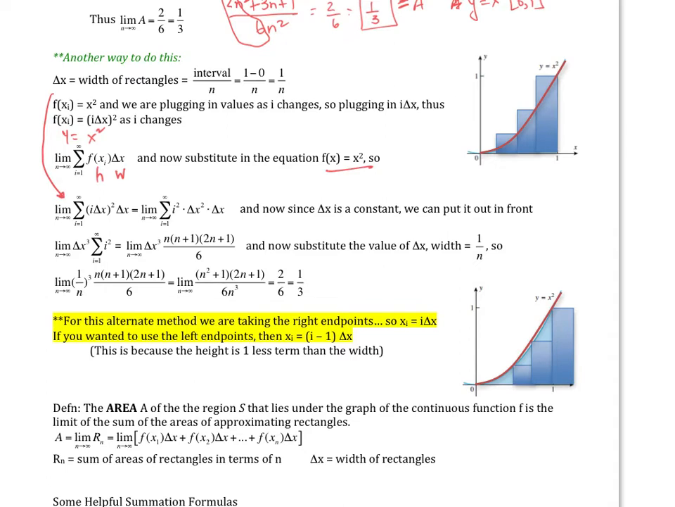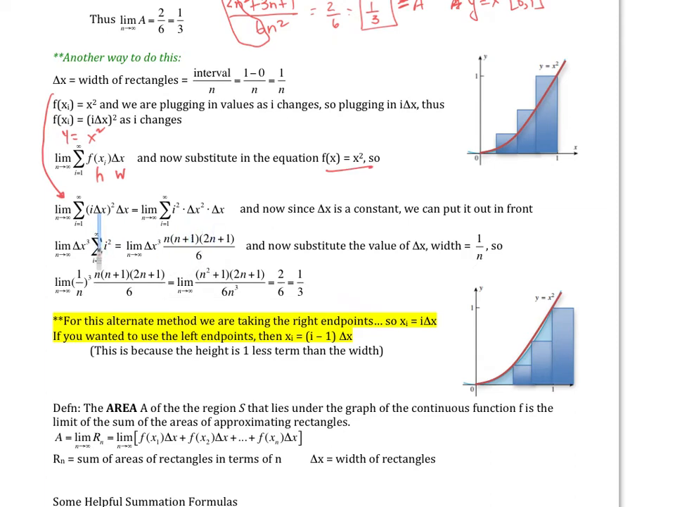So the limit as n goes to infinity of the sum from i equals 1 to infinity, because my i is all the rectangles and I want an infinite sum of rectangles, times delta x, which is my width, this was my height, equals the limit as n goes to infinity, and now I'm going to plug this in. I get i squared times delta x squared times delta x.